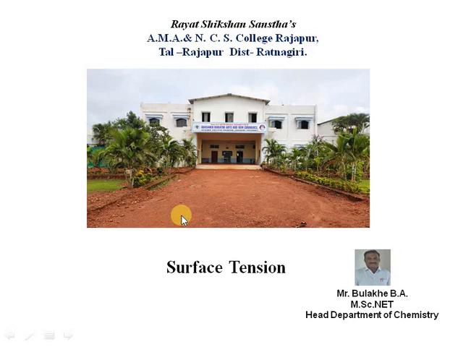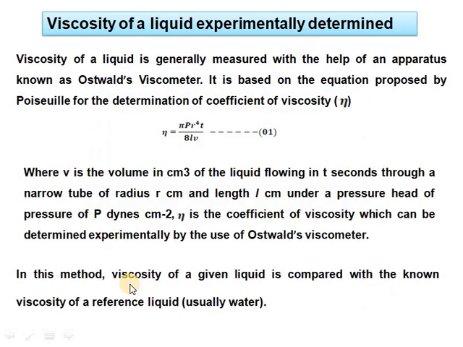In this topic, we have learned that viscosity can be determined experimentally. You know that the viscosity of a liquid is generally measured with the help of an apparatus called an Ostwald viscometer, which is based on the equation proposed by the scientist Poiseuille to determine the coefficient of viscosity. This is designated as eta.